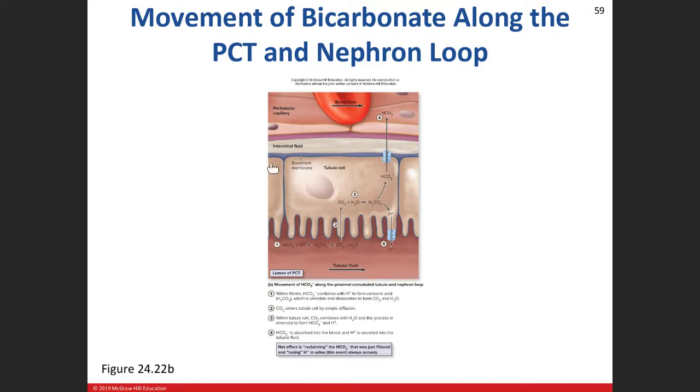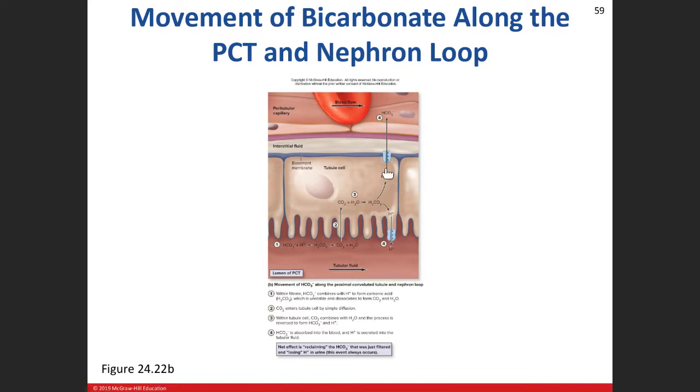So what we're seeing here is what is always happening. Our net effect, as we quote unquote reclaim the bicarbonate, again, it's a different molecule, this is different than this, is that we're replacing one bicarbonate molecule with another bicarbonate molecule. That's all we're doing. But at the same time, we're going to lose a hydrogen ion into the tubular fluid, which will eventually become urine. So that's where the lowering of the pH of the urine occurs, making the urine more acidic.